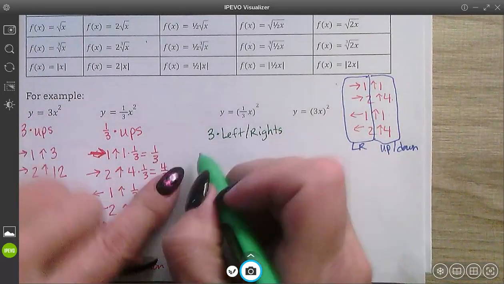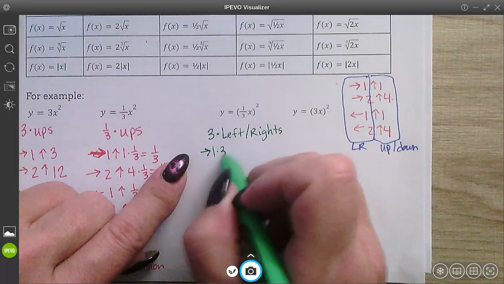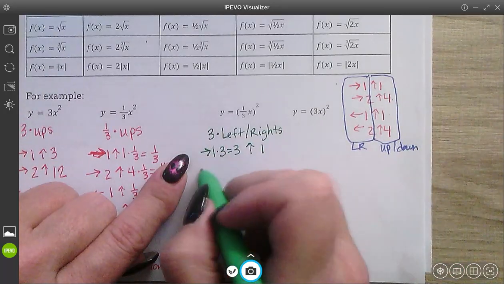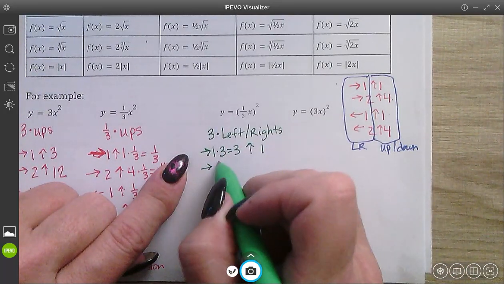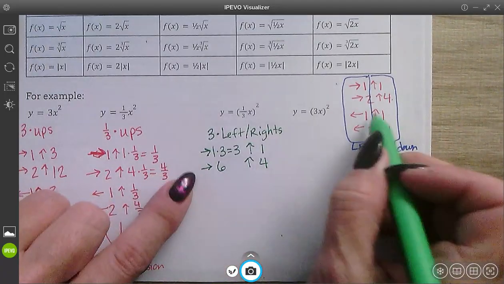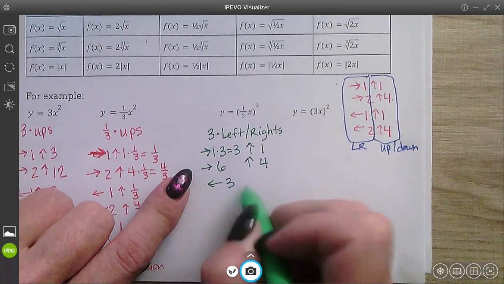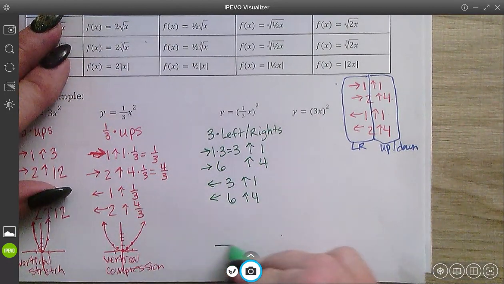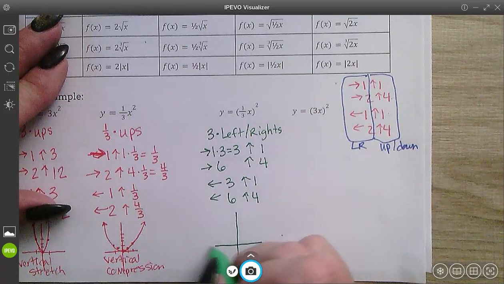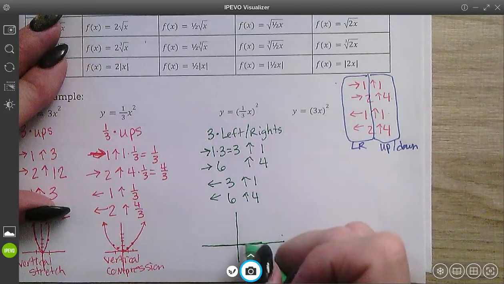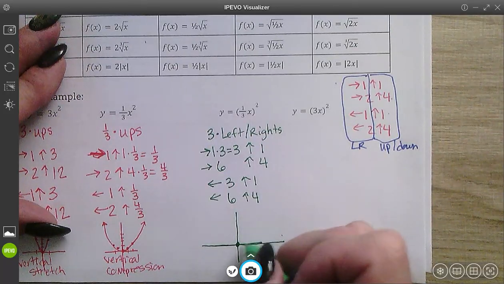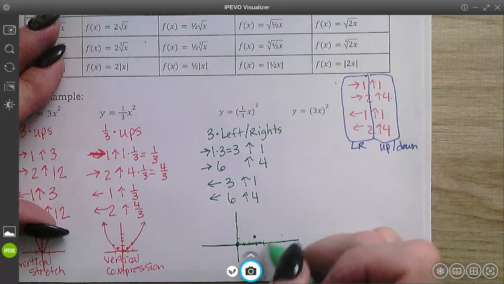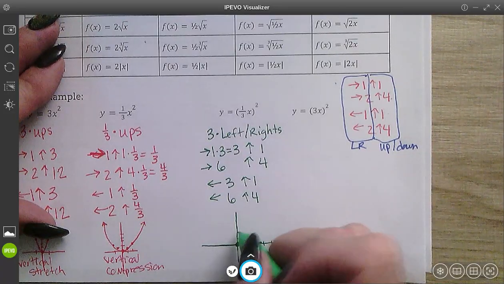So I take my right 1, but I need to do times 3. So right 3, up 1. I don't do anything to my ups. Right 2 times 3, which is 6, and then up 4. And then I do the same thing to the lefts. Left 3, up 1, left 6, up 4. So what that's going to do to the graph, instead of going 1 and 1, 2 and 4, I'm going to go to the right 3 before I go up 1. And then I'm going to go to the right 6 before I go up 4.